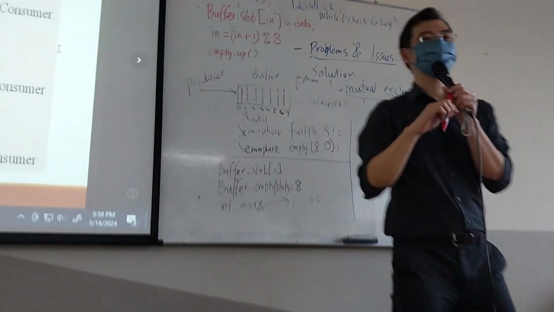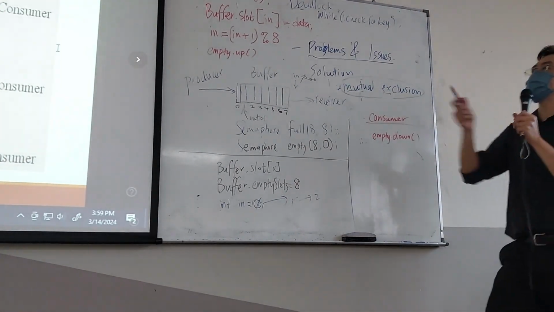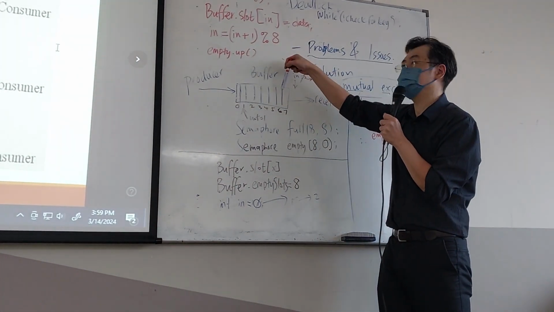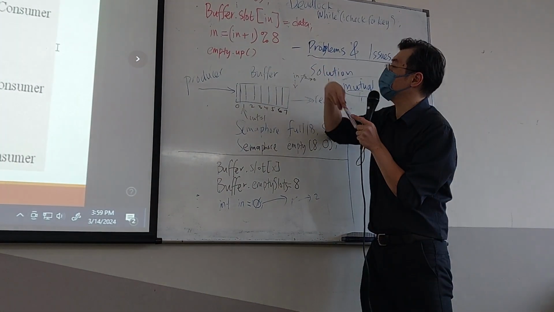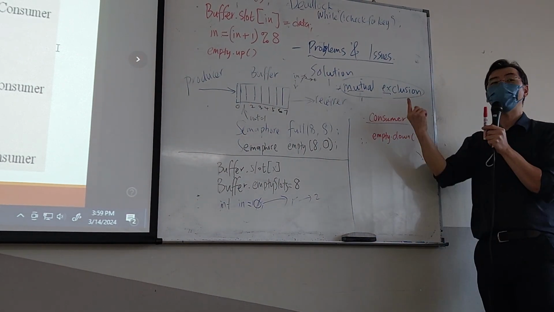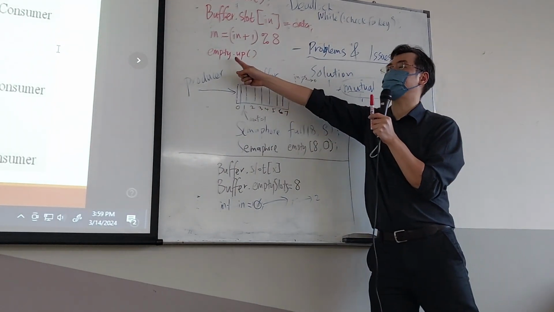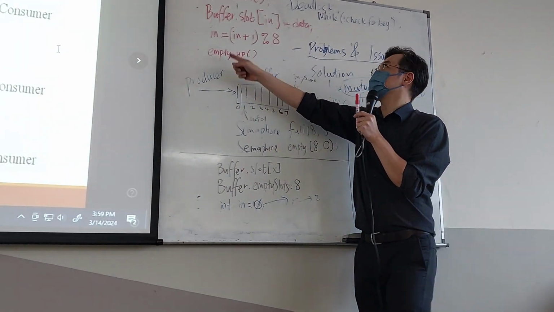Is that clear? So here you do a down because you want to find out whether you're full or not. But when you do an up here, you're actually telling the consumer you got one slot. I already put in the data here, so I perform an up. Right? So let's see here.